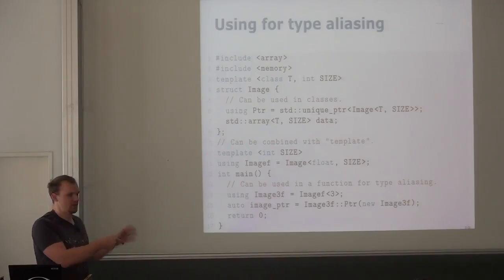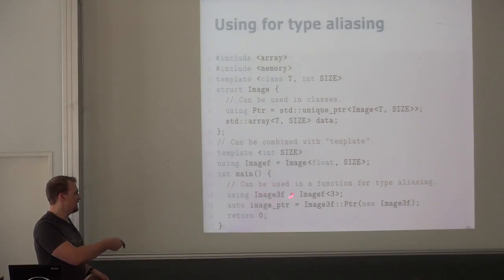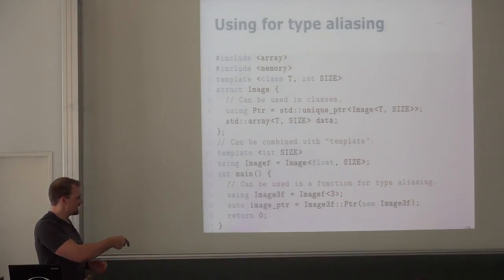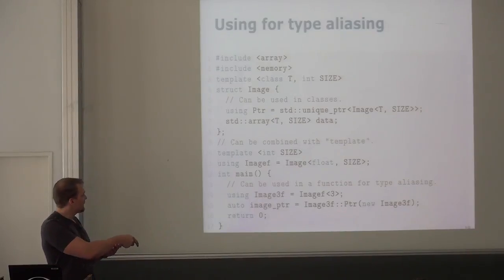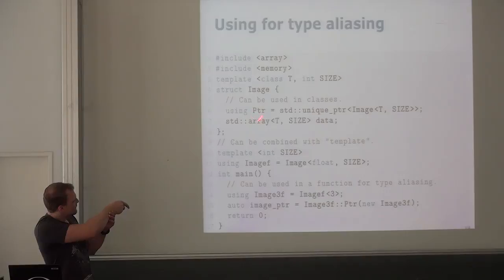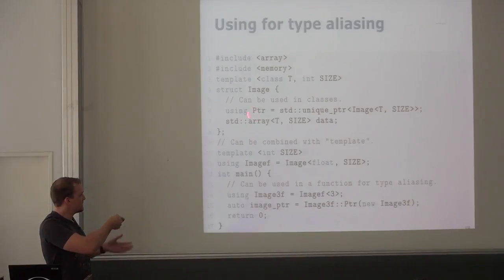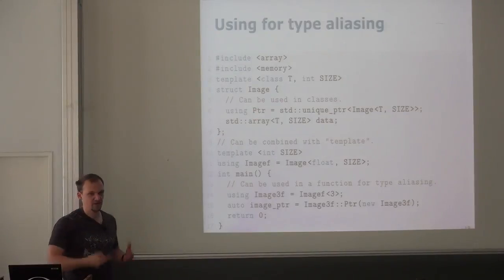So now when I actually want to use image f, I can use it in a function, and I say, well, I'm going to be using my class image3f, for example. And image3f will be just this. So it's image f, passed 3 as the template argument, so it's going to be image3f. And now I can just use it as I want to. And also, one more thing is this pointer here. Again, using can be used everywhere, so I use it also in the class. And I say, I don't want to write std unique pointer image t size all the time. I want to write pointer. That's all I want, right?